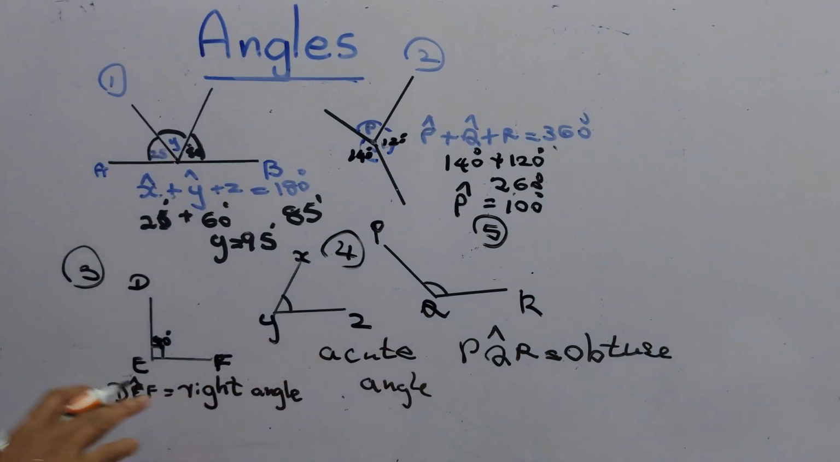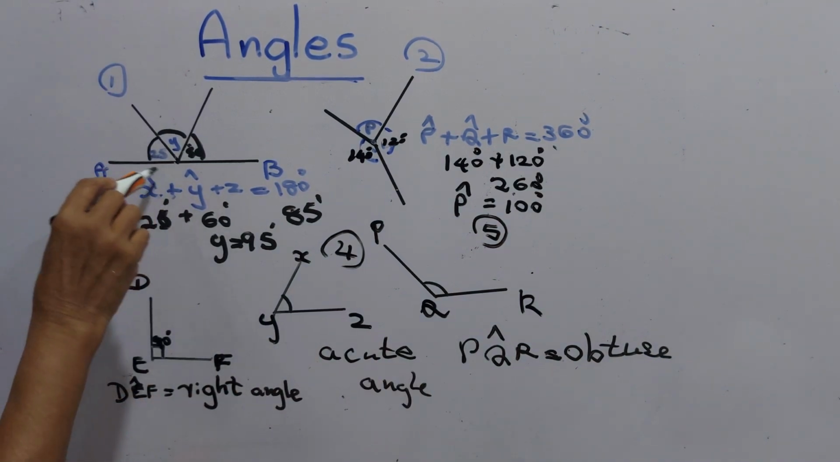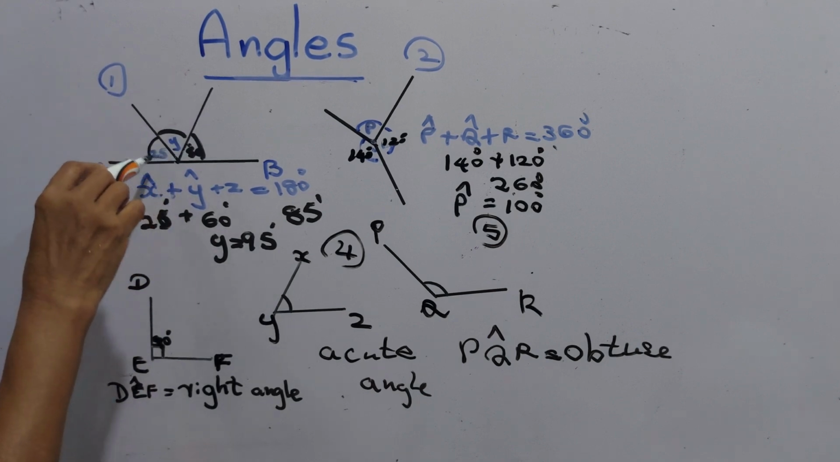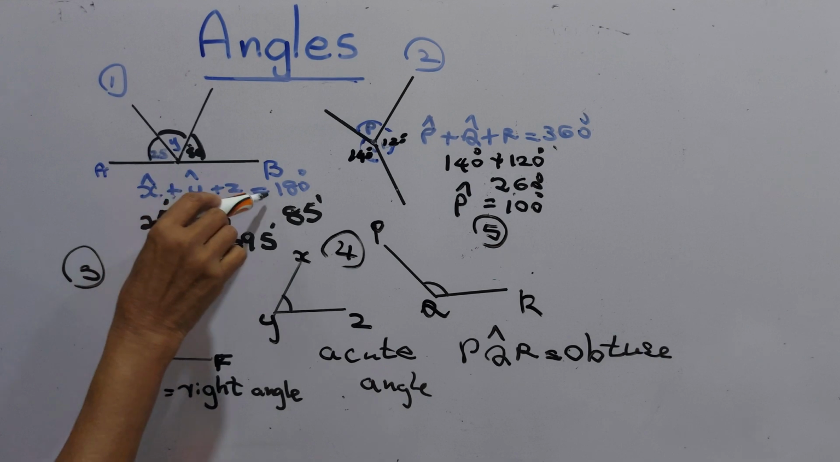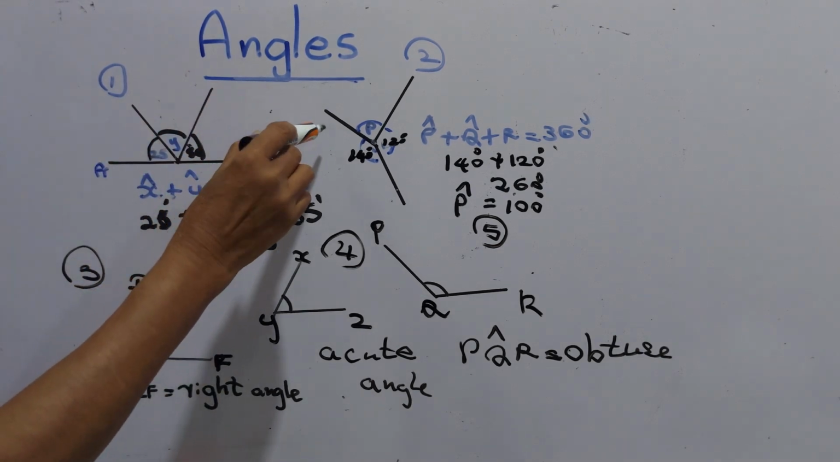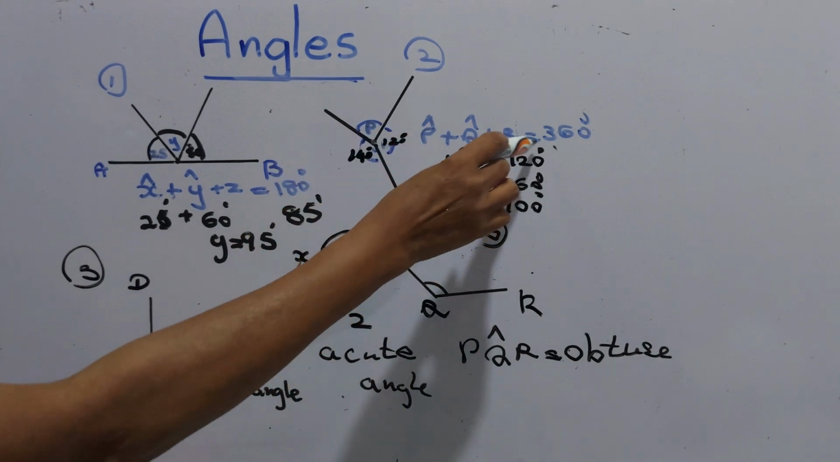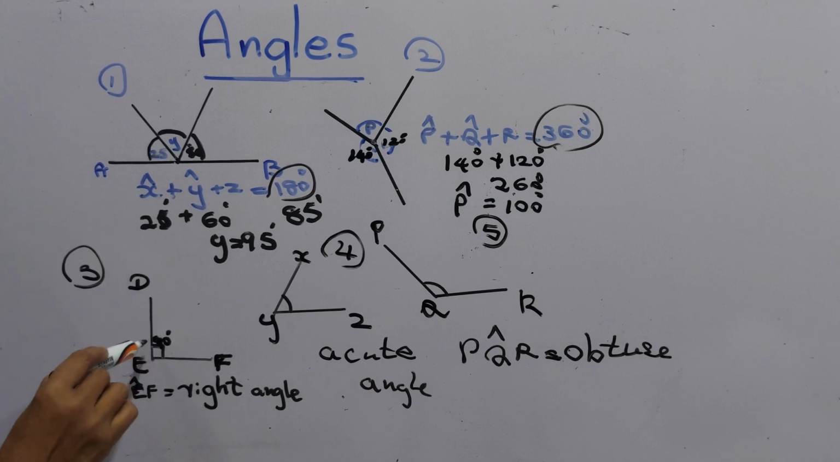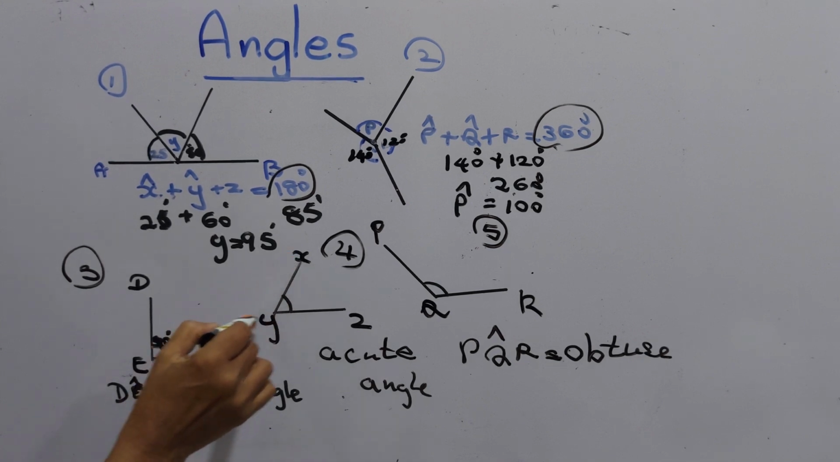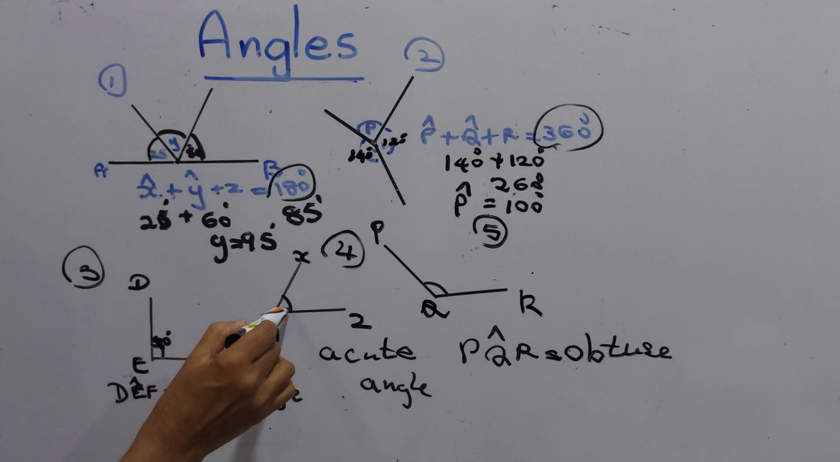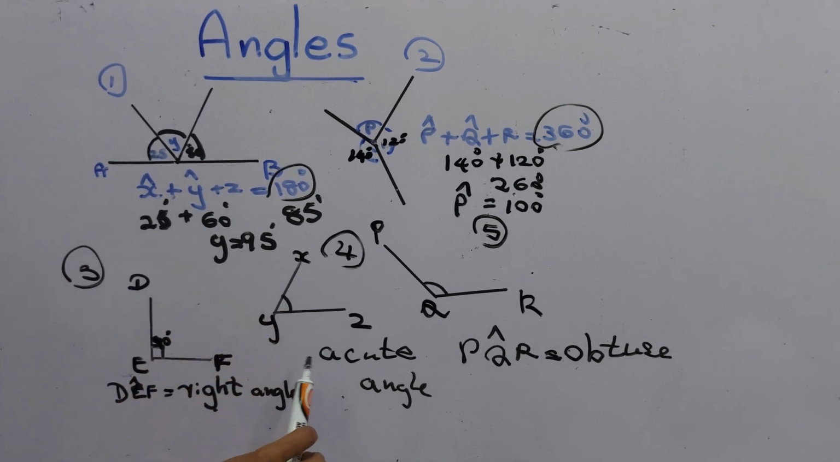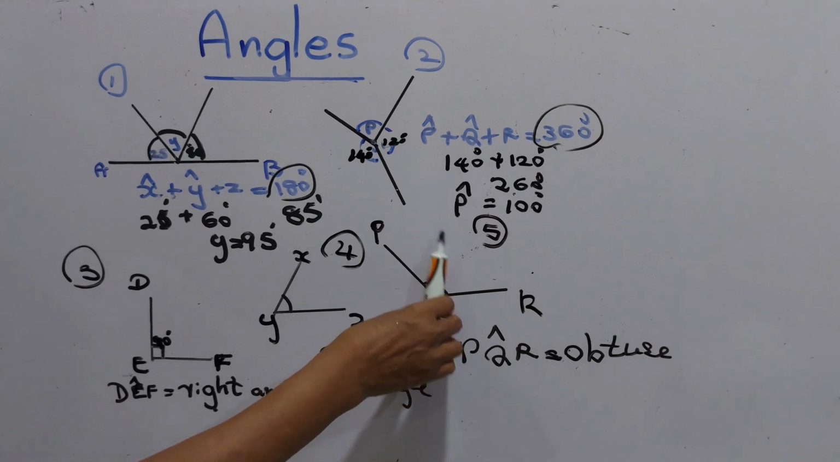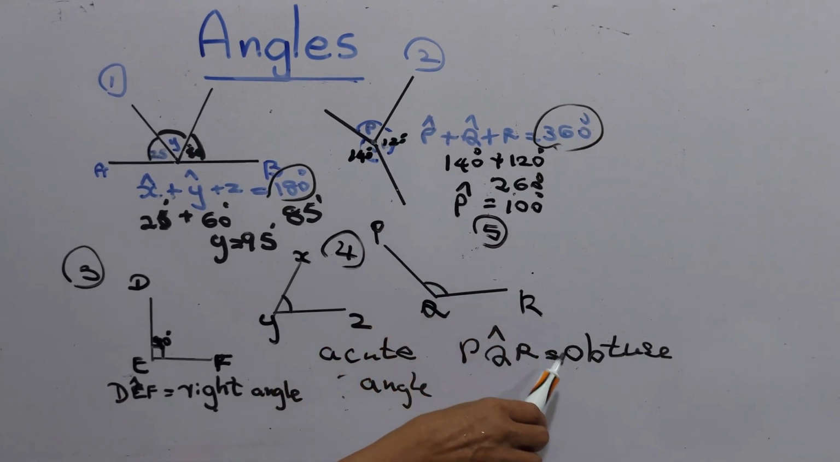Obtuse angle. First figure, these angles fall on a straight line that adds up to 180. In this figure, angles at a point, all the angles add up to 360 degrees. In the third figure, that means 90 degrees, we name it as a right angle. These two lines meet together and make an angle that is less than 90 degrees. We name it as an acute angle. This is more than 90 degrees, we name this as an obtuse angle.